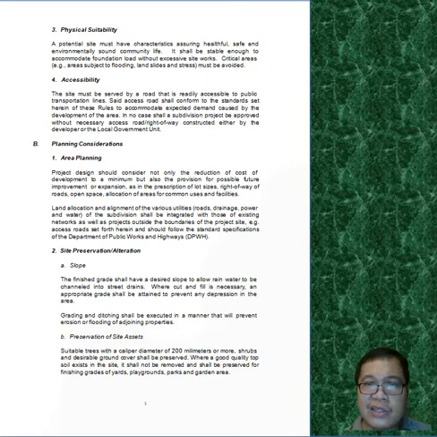The project design should consider not only the reduction of cost of development to a minimum, but also the provision for possible future improvement and expansion, as in the description of sizes, right of way of roads, open space, allocation of areas, common utilities and facilities, and land allocation. The alignment of the various utilities, roads, drainage, power, and water of the subdivision shall be integrated with those of existing networks as well as projects outside the boundaries of the project site.